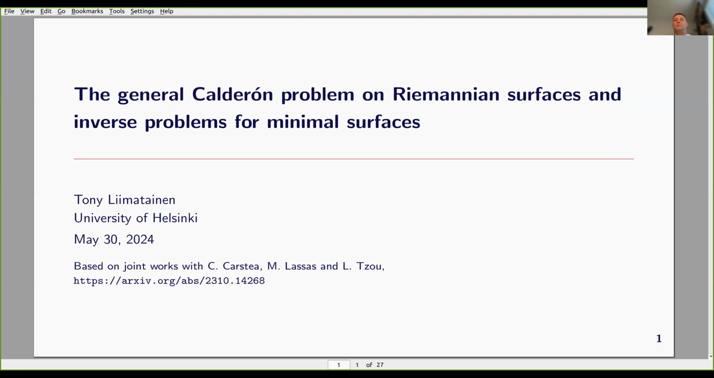I will mostly speak about inverse problems for minimal surfaces, but I will as well announce new results regarding the general Calderón problem on Riemannian surfaces. These are separate topics, but they are connected to each other. You will see how. This talk is based on joint works with Katalin Karstea, Matti Lassas, and Leo Zhou. One of the papers is already on arXiv, and another paper should appear there soon.